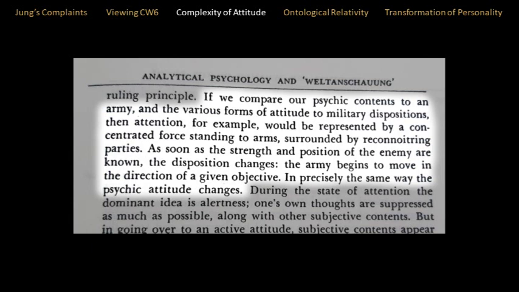As soon as the strength and position of the enemy are known, the disposition changes. The army begins to move in the direction of a given objective. In precisely the same way, the psychic attitude changes." There are, of course, further complexities that Jung discusses in this essay and in Psychological Types. For example, he develops the analogy to consider the relation between particular dispositions and an overall plan of attack. But this essay builds on Psychological Types by emphasizing the complexity and richness of this theory of attitude.